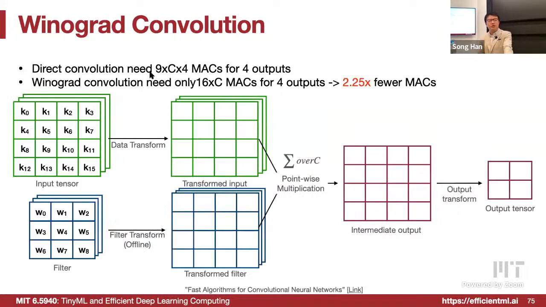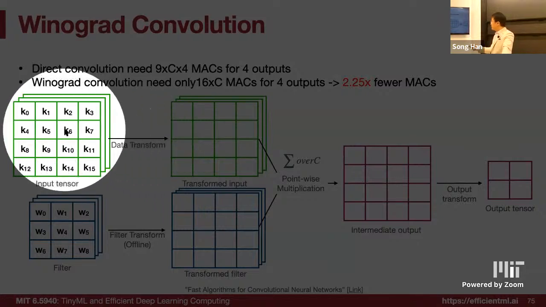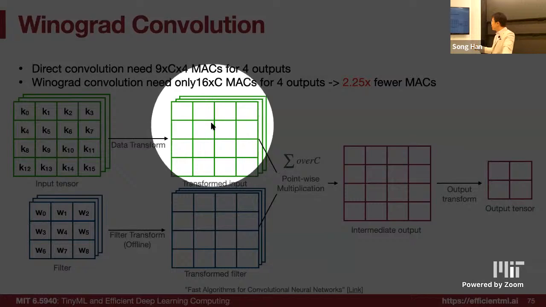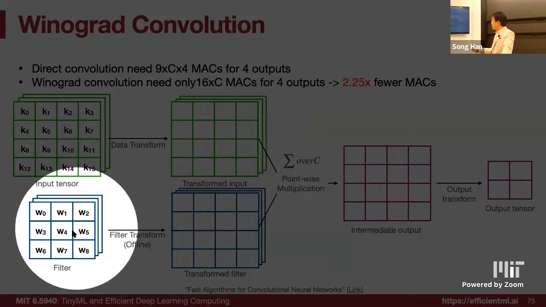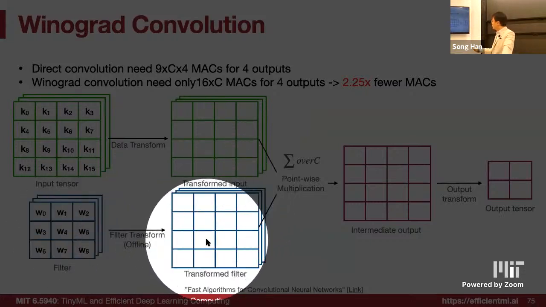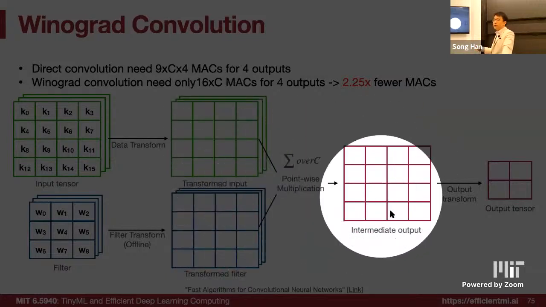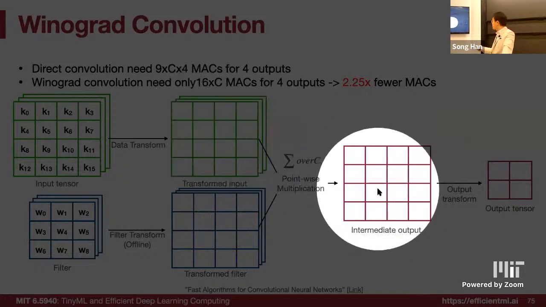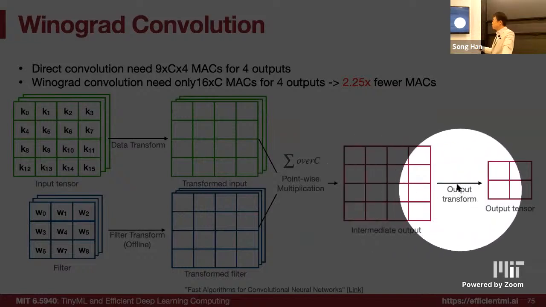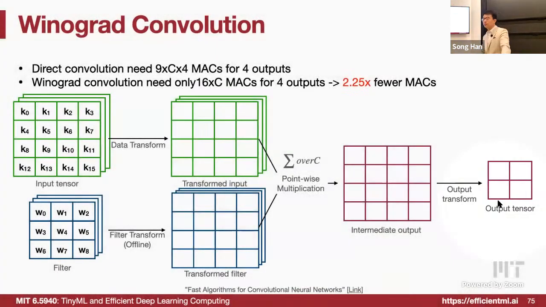What if we have a magic transformation? We transform this data, assume it's free. Let's look at how it's implemented later. Assume this transformation is free. The input becomes a 4x4 by C tensor, and the 3x3 filter becomes 3x3 by C. Transform the filter, and then we just do pointwise multiplication. That's only 16 multiplications to produce an intermediate output, and then we assume we have a free output transformation. We can get this 2x2 output tensor.